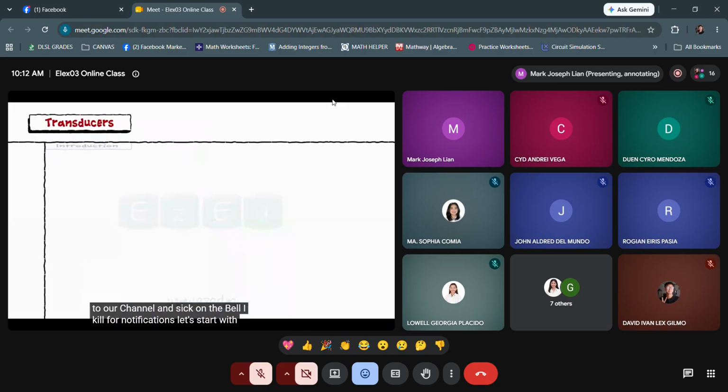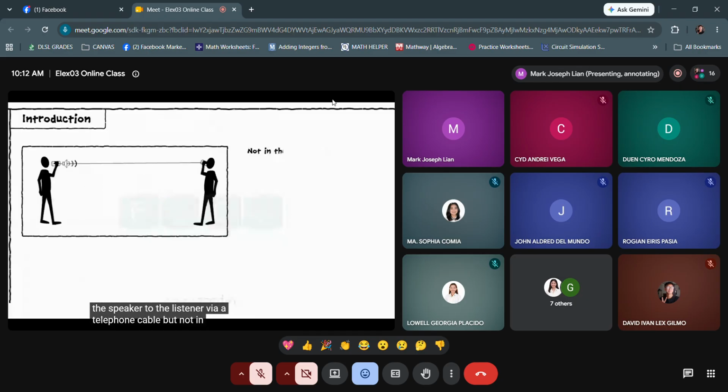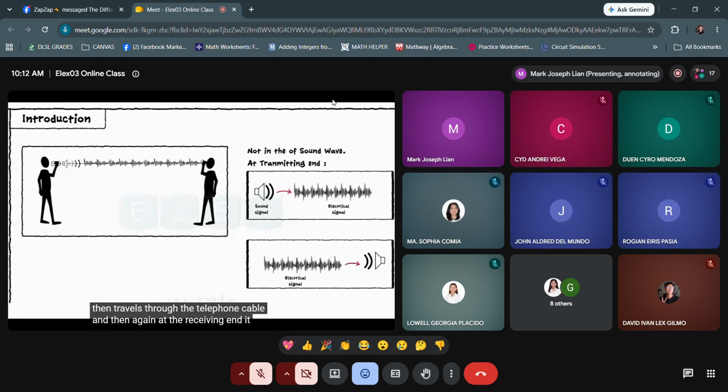Let's start with the introduction. When we talk on a landline, we generate the sound signal. This sound signal is transferred from the speaker to the listener via a telephone cable, but not in the form of a sound wave. First, it is converted into an equivalent electrical signal at the transmitting end. This electrical signal then travels through the telephone cable, and then again at the receiving end, it is converted back to the original sound signal.